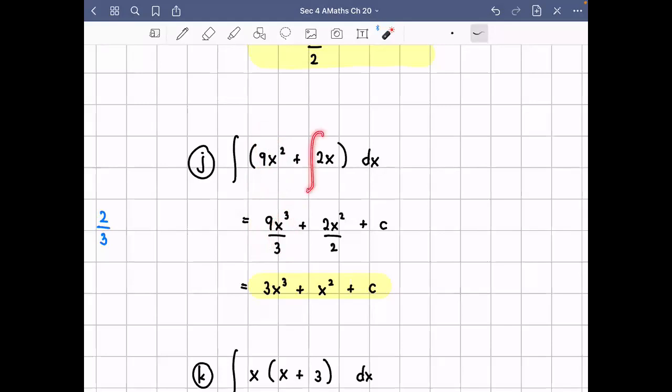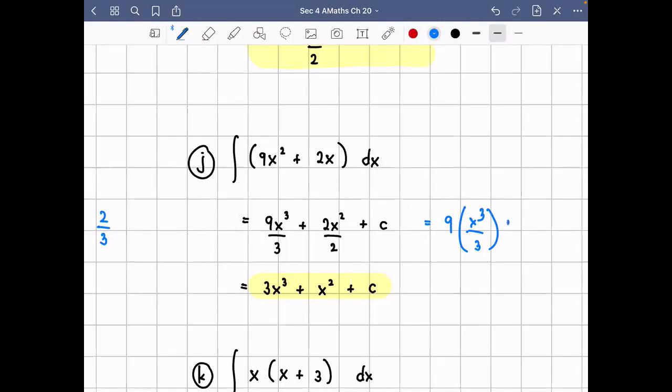How about for 2x? Just bring down 2, rewrite 2, and then the antiderivative of x is x squared over 2. If you're confused with this kind of working, you can write an alternate working. You set aside 9, and then x cubed over 3. That's one way of writing your workings.